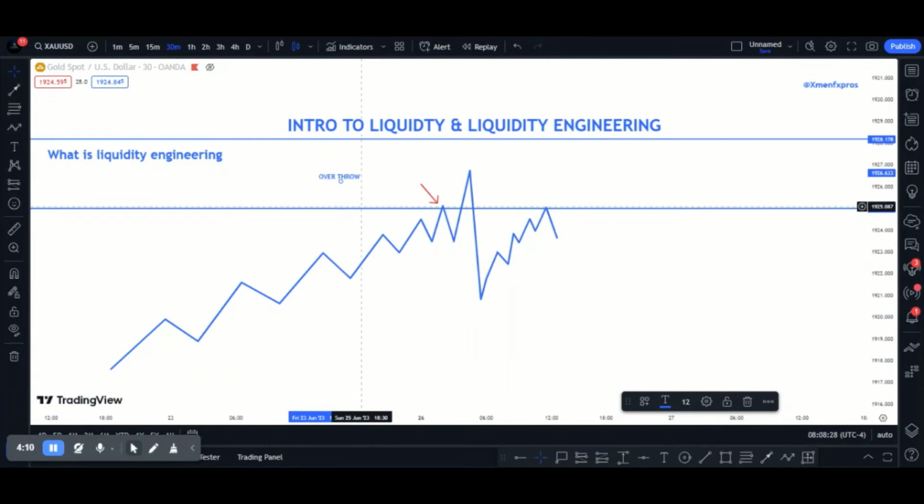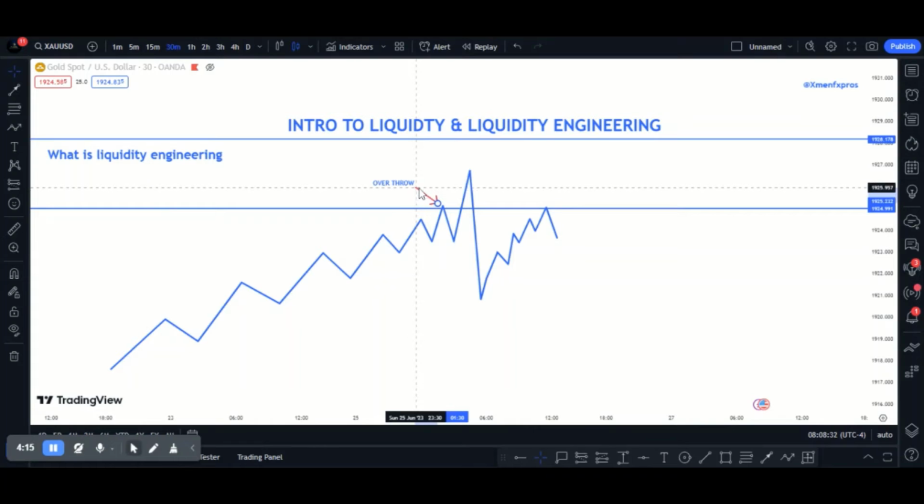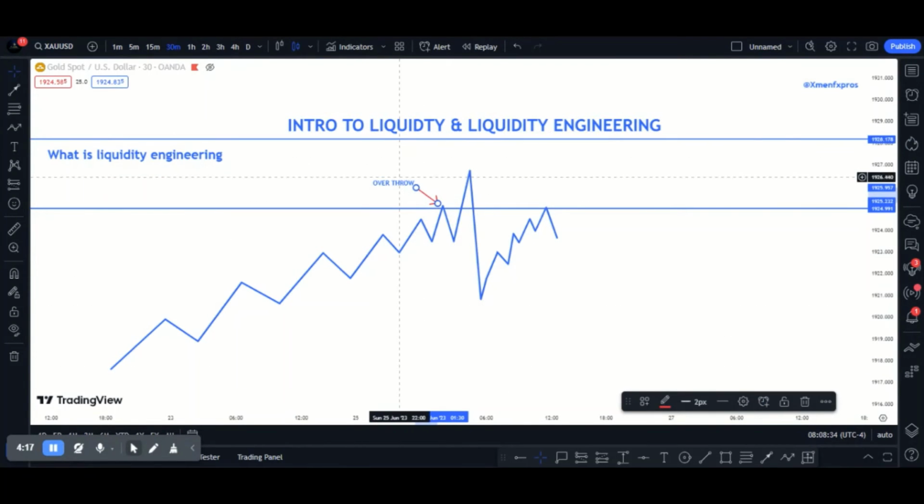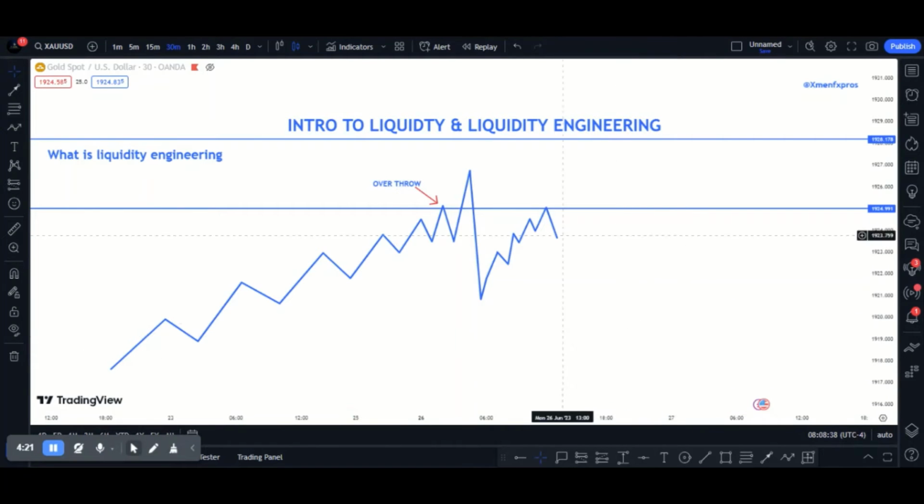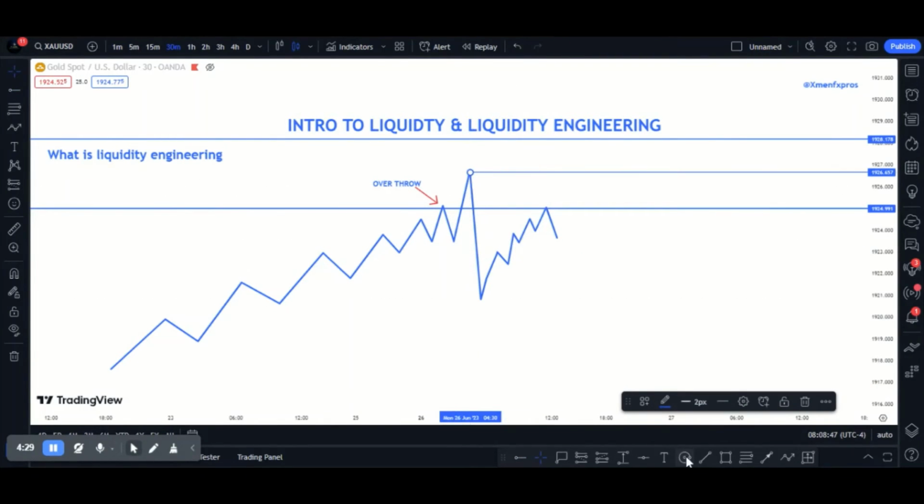I'm trying to explain what liquidity engineering is. This is whereby we tend to sweep both buyers and sellers on resistance and support levels. Simple. That's how I can explain it. While we see both sellers, so this place we shall call an overthrow. This is where we enter from. It's like a QM.